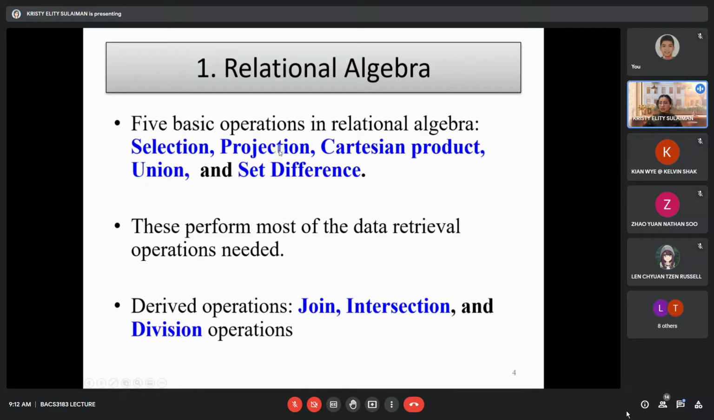Other than these five basic operations, we also have derived operations from these basic operations. We have join, intersection and division. Okay, so we will also look at these derived operations in this chapter.